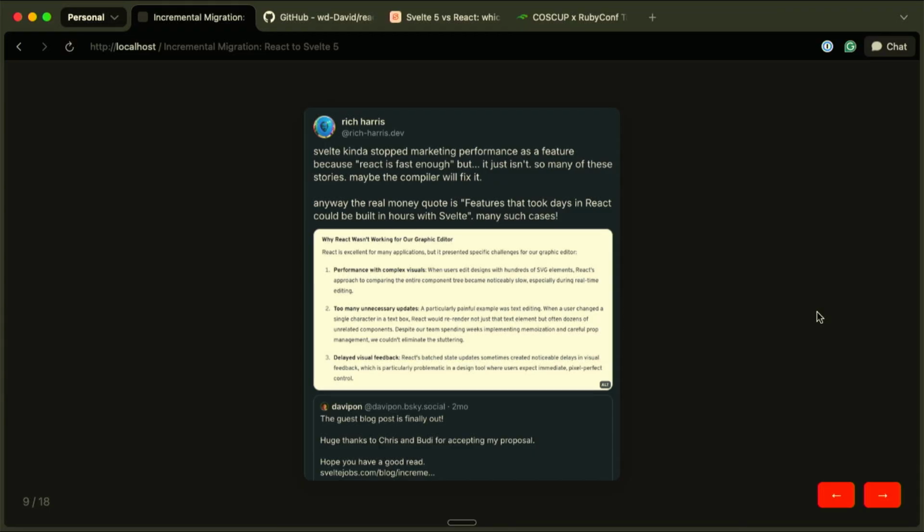So anyway, the real money quote is, a feature that took days in React can be built in hours with Svelte. Why? Because you can imagine once you have more and more components out there, whenever you need to fix something, you actually need to trace down all of the state, how the data flows within different components, and you need to decipher it. You need to lock down every single component and try to do the profiling. You go to the network tab, you go to the dev console, you do the profiling, and you find something different.